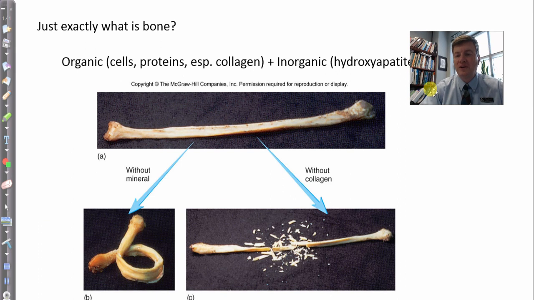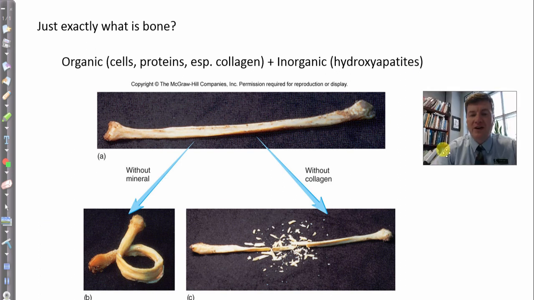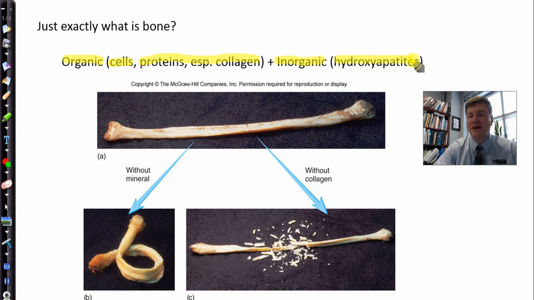So what is bone if we're talking about chemically what makes up one of these things? Well, as an organ, it's going to have multiple parts to it, but a bone has organic and inorganic pieces. The organic pieces are the things we associate with life or living, with molecules we associate with life: cells, of course, and we'll talk about cells more in class. Proteins, especially collagen, are going to be major ingredients and represent the organic or the synthesized piece of bone. But there's also going to be inorganic pieces, and the term hydroxyapatite refers to the mineral components that make up bone.